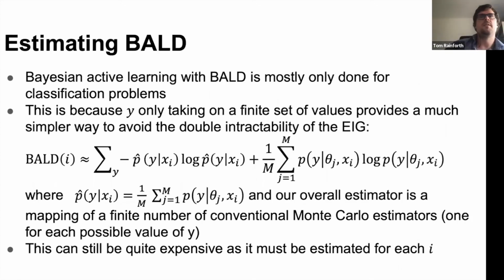One thing that's important to appreciate is that the reason this has been a much more prominent use than the more general Bayesian experimental design case is that it's usually done in classification. When it's done in classification, the expectation over y becomes a finite sum. So you end up with something that is not a nested Monte Carlo estimator anymore. It doesn't have this double intractability, because we can estimate it with a finite sum of conventional Monte Carlo estimators. If there are, say, 50 classes, this is a sum over 50 different Monte Carlo estimators.